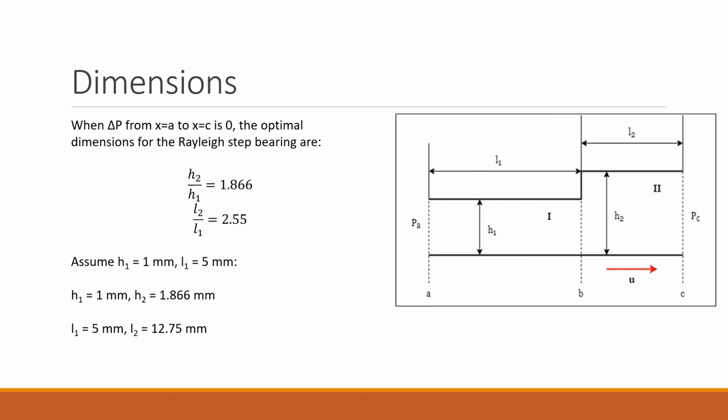So when there is no change in pressure between point A and point B, then from literature it's found that the optimal dimensions for the Rayleigh step bearing are the following. The ratio between H1 and H2 should be 1.866, and the ratio between L2 and L1 is going to be 2.55. So if we assume that H1 is equal to 1 millimeter and L1 is equal to 5 millimeters, then we get the following values. H1 is equal to 1 millimeter, H2 is equal to 1.866 millimeters, L1 is equal to 5 millimeters, L2 is equal to 12.75 millimeters.